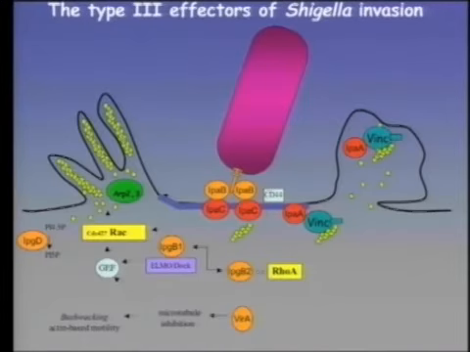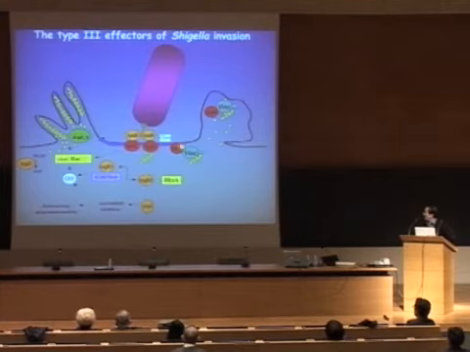Concerning the effectors, here in red are the effectors that have been identified as playing a role in bacterial invasion. I mentioned IPA-C. We also know that IPA-A, for example, is important for actin depolymerization, and this is important not for the initial phases of bacterial entry, but for the completion of the entry process.